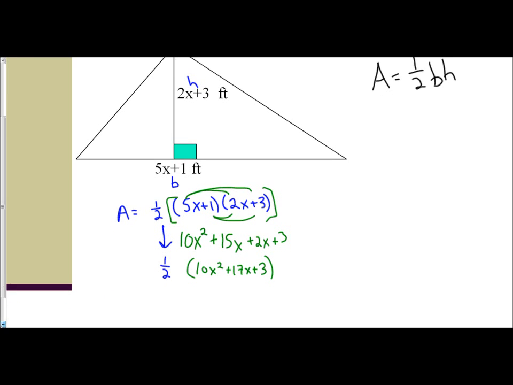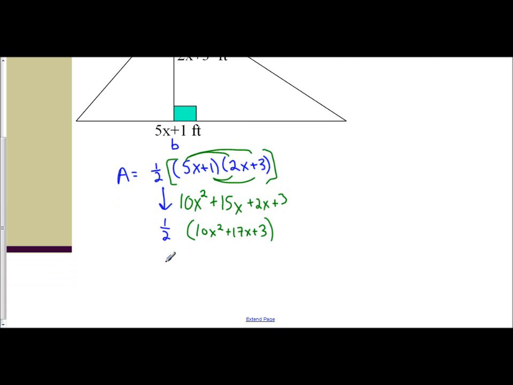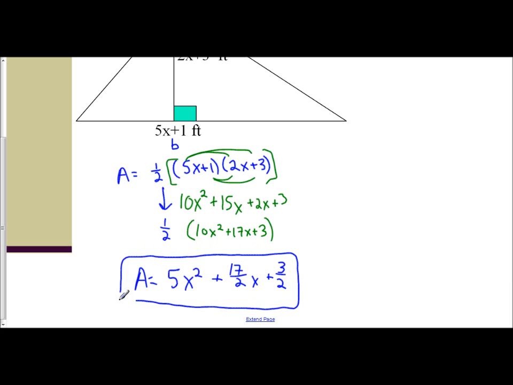And so I'm going to distribute the 1/2 in. If I distribute the 1/2 in, 1/2 of 10 is 5, so you get 5x squared. Half of 17 is 17 halves. And half of 3 is 3 halves. And so your area as a polynomial is 5x squared plus 17 halves x plus 3 halves. So when it comes to this, you just plug your expressions in the formula, perform the operations, and simplify.